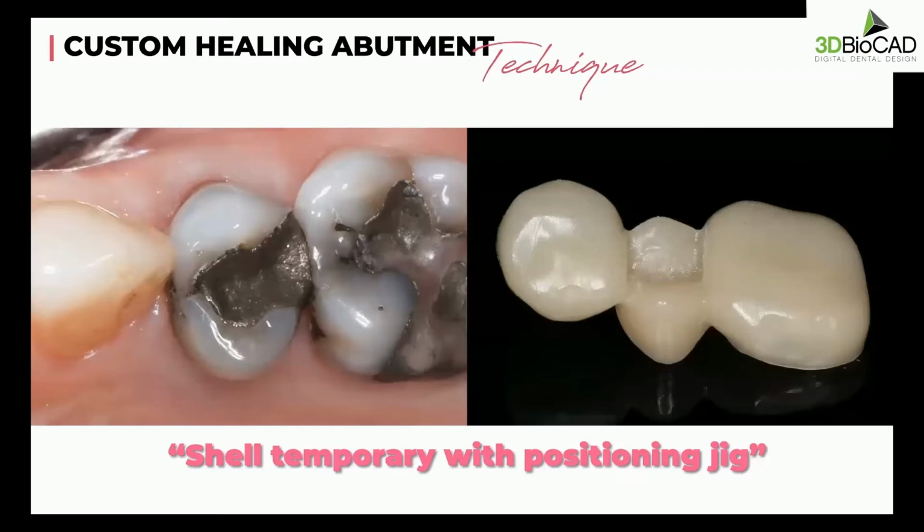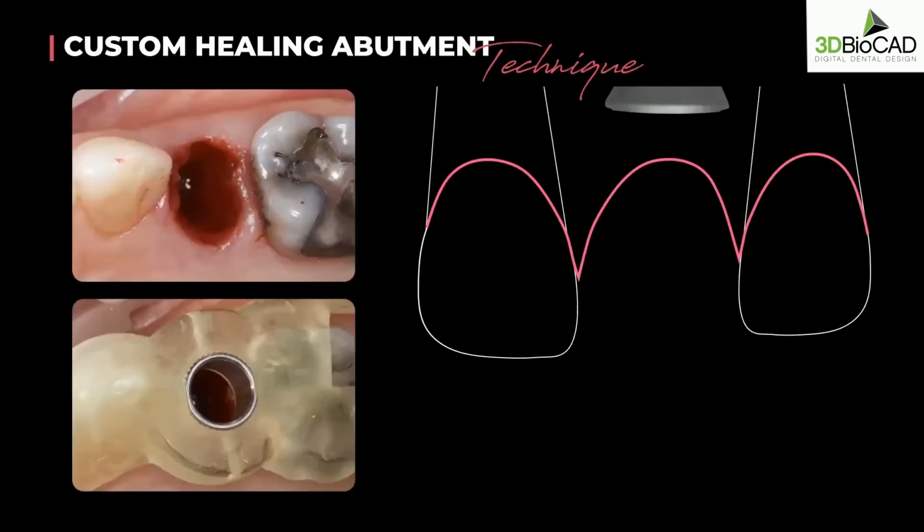More or less, the technique I use for my custom healing abutment is very, very similar to doing an immediate temporary crown, as you will see. Before we do the extraction, I'm always planning on doing an immediate temporary crown if possible. But if I don't achieve the primary stability needed for the immediate temporary crown, I will be doing a custom healing abutment. Going into the surgery where we're extracting the premolar, I have the shell temporary with the positioning jig ready. Then we take the tooth out and place the implant.